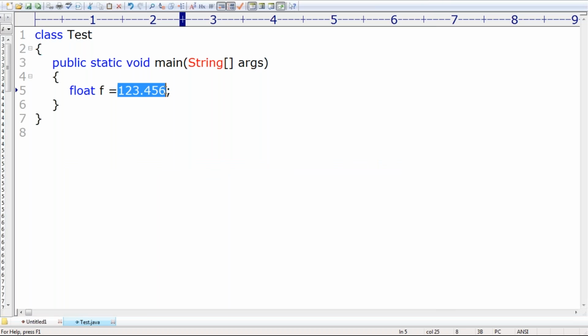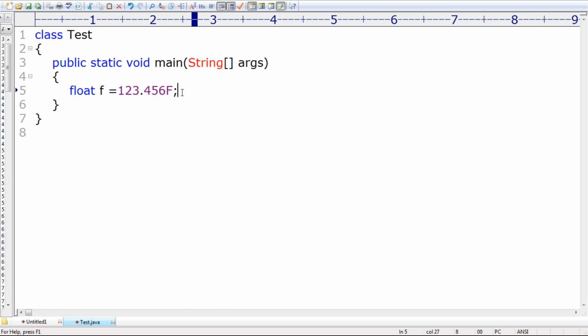I want to tell the compiler, this literal is by default of double type. Hey compiler, can you please consider this one as a float only? How can you specify it? If the number is suffixed with small f or capital F, it is always treated as a float value.